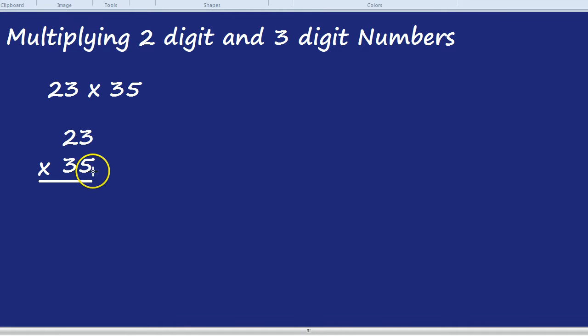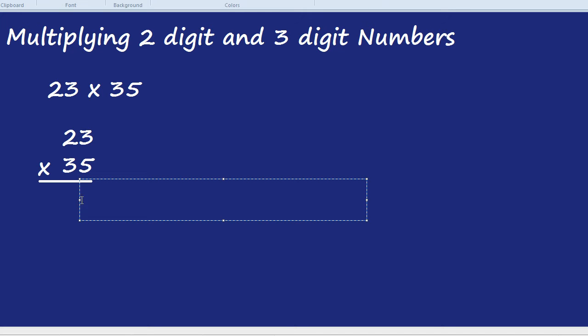Let's go. You do the right number times by the right number. So the 5 times by the 3 first of all. 5 times by 3 is 15. And we write the second number down here. So we have got 15 and we're going to write the 5 down here.